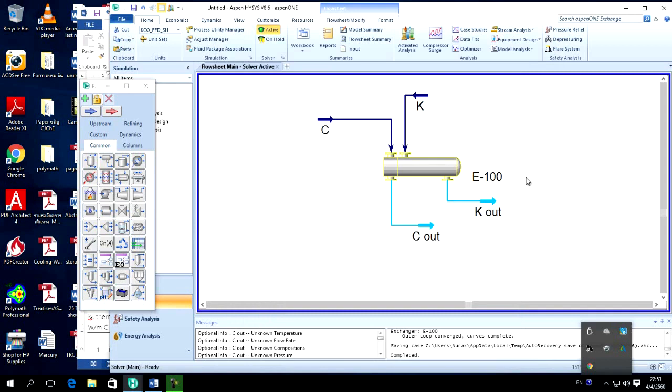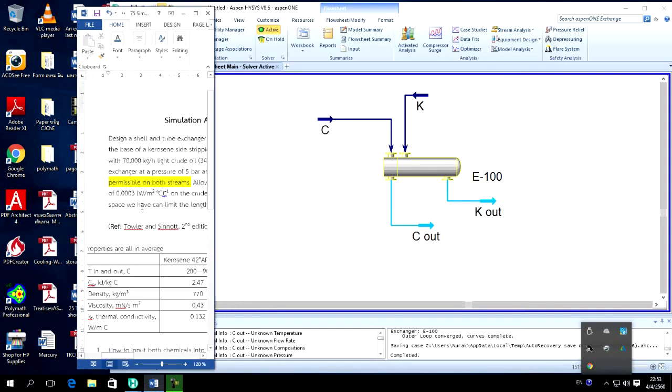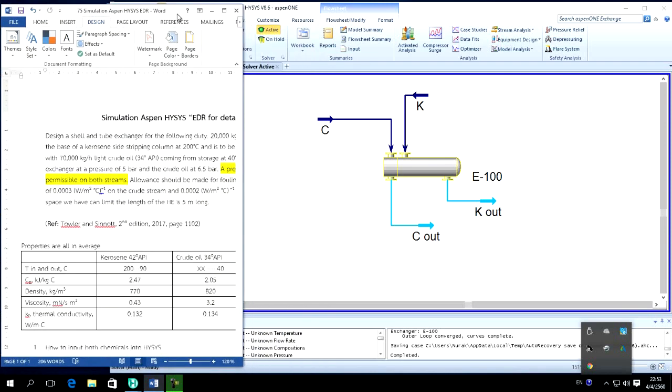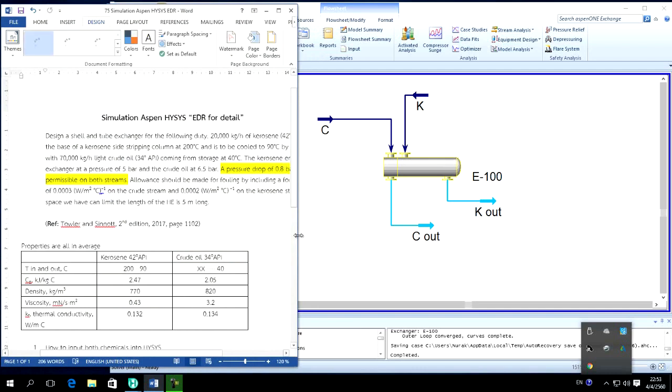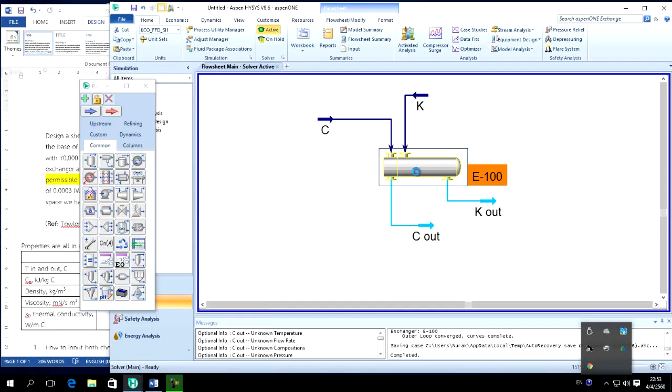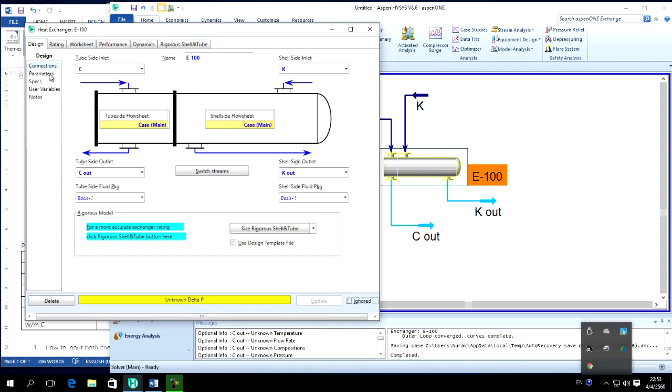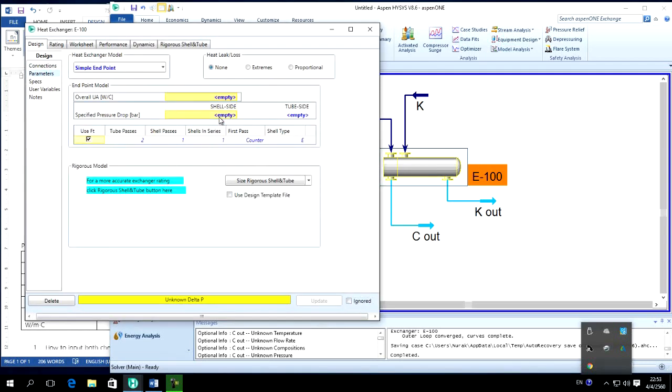Now, go back and look at the question. The limitation on this is that the pressure drop on both streams must be lower than 0.8 bar. So I specify that, 0.8 and 0.8 on the tube side.